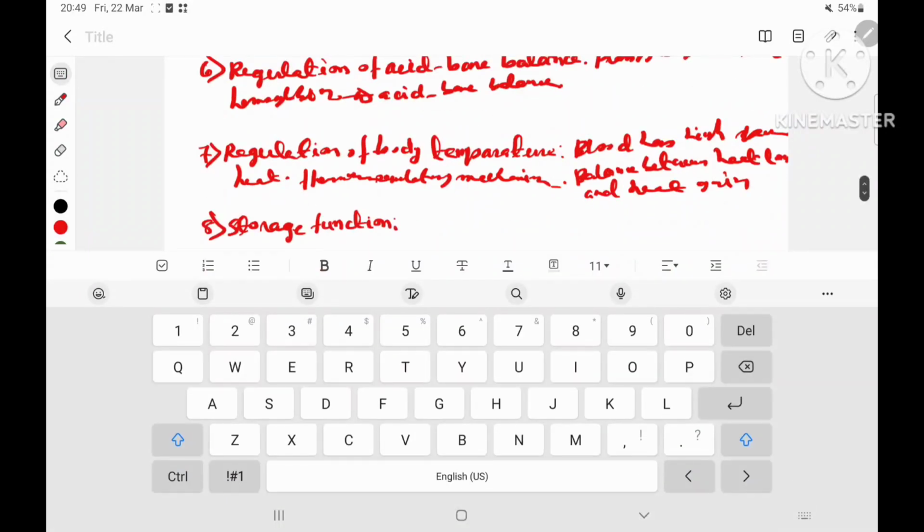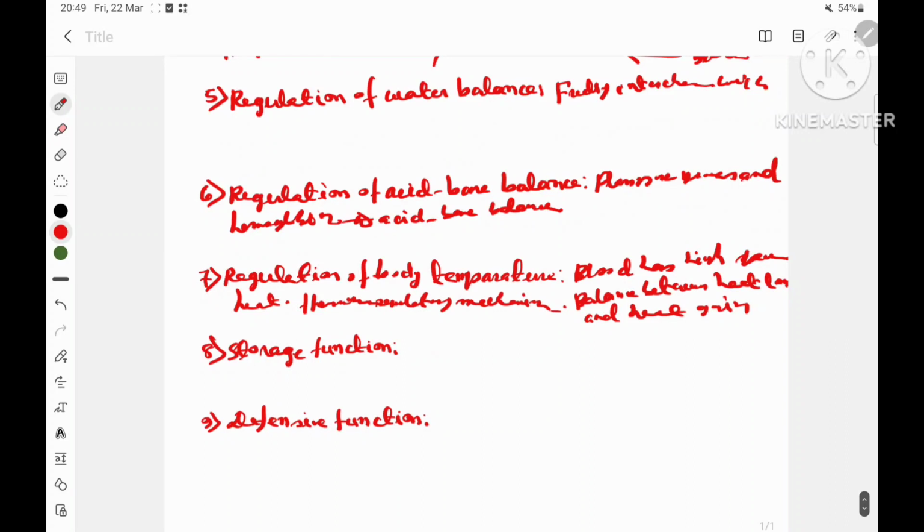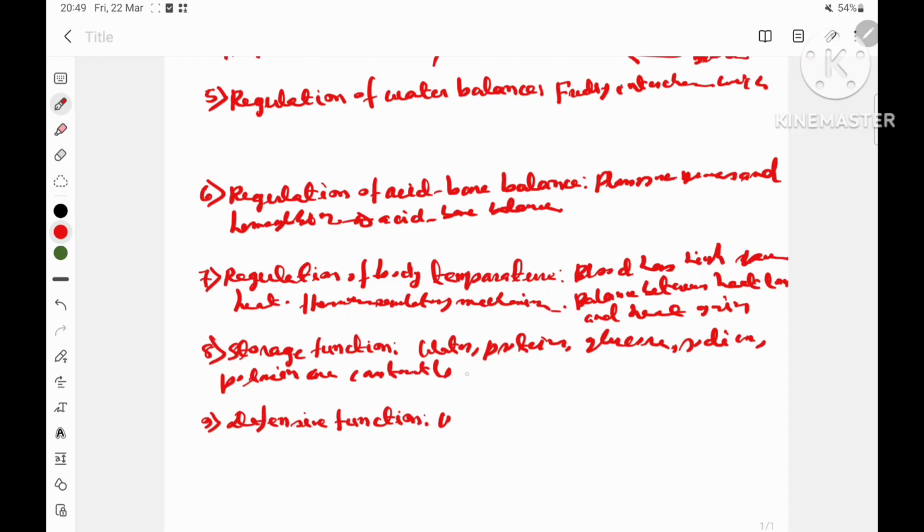Next function is storage function. Basically water and some important substances like proteins, glucose, and electrolytes such as sodium, potassium, and calcium are constantly required by the tissues. So blood serves as a ready-made source of these substances, and in conditions like starvation, fluid loss, and electrolyte loss, these substances are taken from blood.